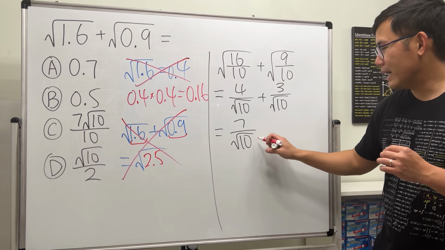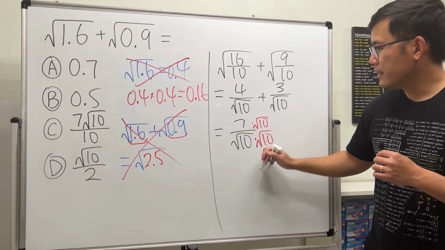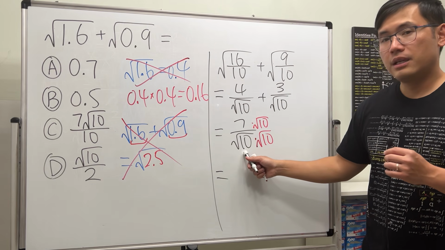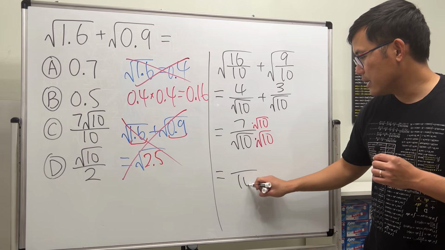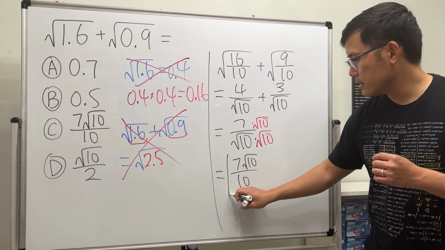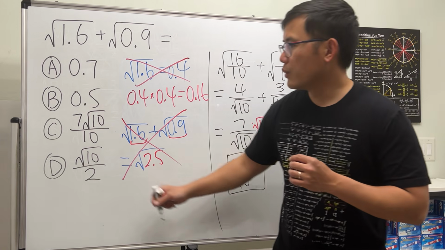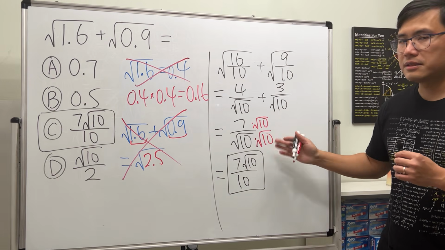In fact, we will have to multiply the top and bottom by square root of 10. This way, we see square root of 10, square root of 10. On the bottom, we just get a regular 10. On the top, we just keep it 7 square root of 10. So this right here will be the best answer, which is answer choice C. So this is the classic rationalize the denominator.